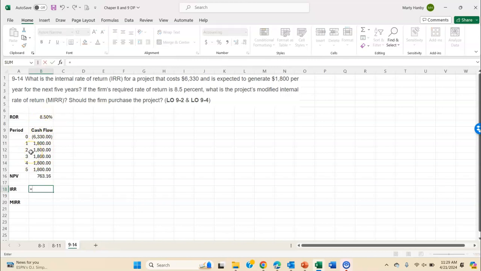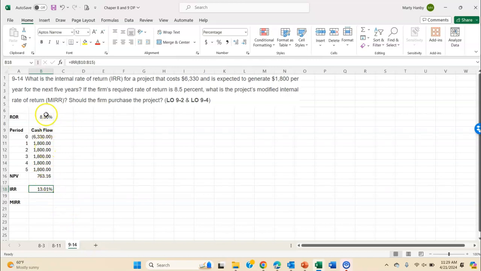So when we calculate the IRR, we know that the IRR is going to be greater than 8.5%. IRR is equals IRR, and we simply highlight everything. And the guess is there from back when computers weren't as capable as they are today. We don't need the guess now; it's optional. It comes out as a percent, 13.01%.